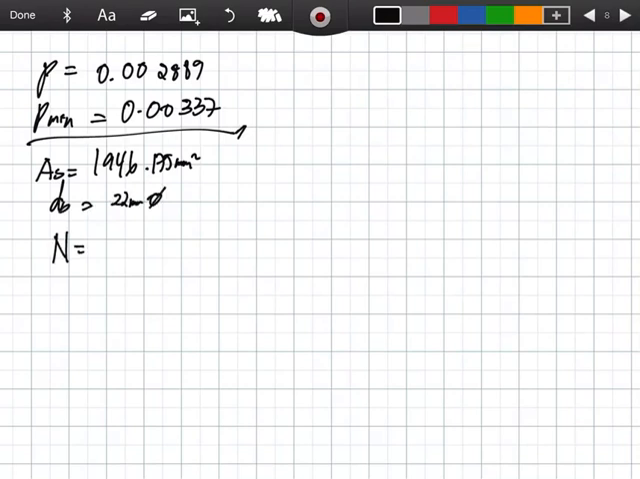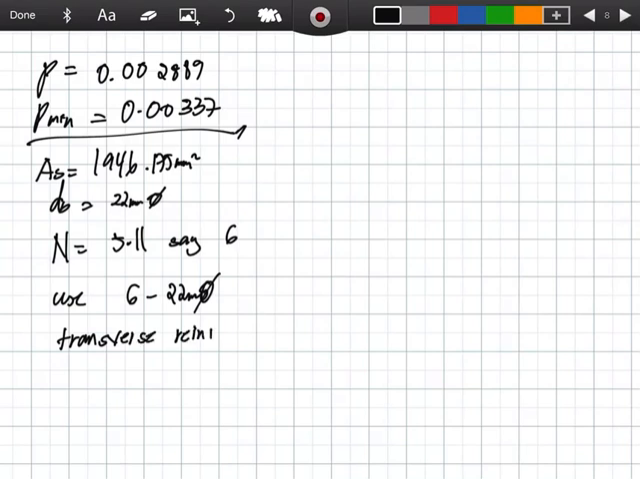Ilan ang ating N? So, 1946.175 divide it by pi over 4 times 22 squared. 5.11. Say 6. So, use 6-22 mm transverse reinforcement for interior column. Okay, so next natin gagawin is we are going to draw our design.